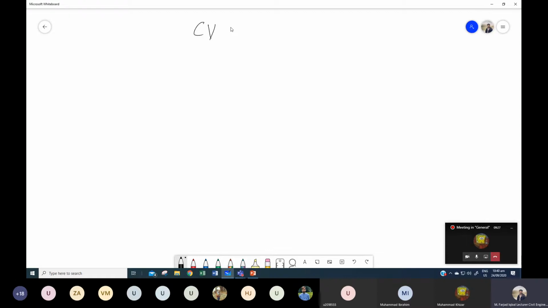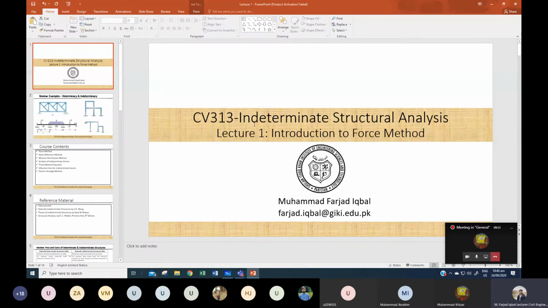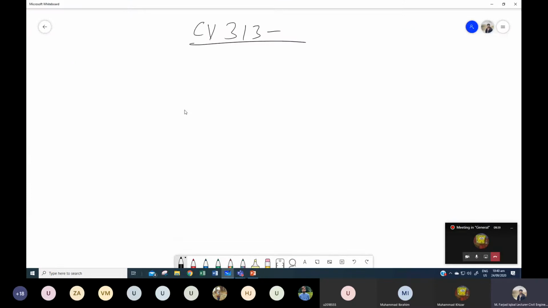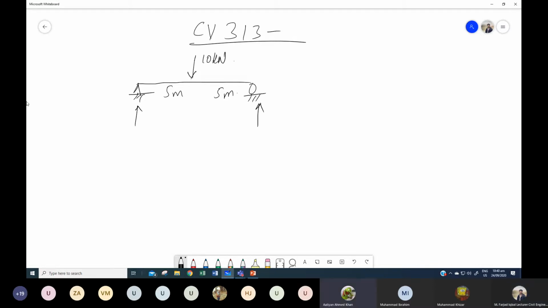This time I'm going to teach you this CV313 course, which is basically indeterminate structure analysis. Before moving on to course content or reference material, let's just discuss briefly. If I give you this beam, let's say there is a force of 10 kilonewton, this is 5 meter, this is 5 meter. What will be these reactions? Can anyone tell me these reactions? Sir, 5 kilonewtons and 5 kilonewtons. 5 and 5.